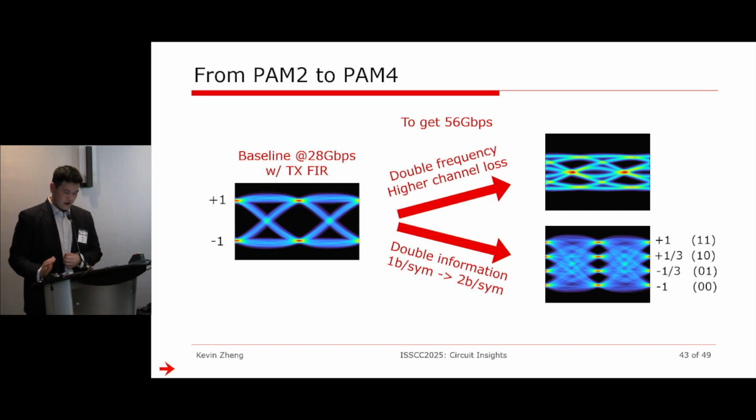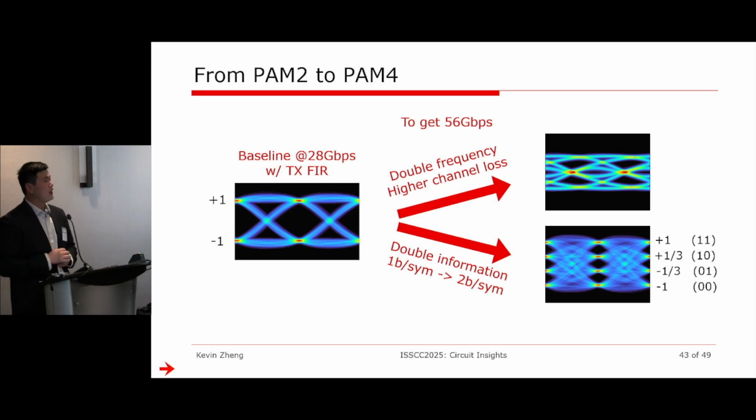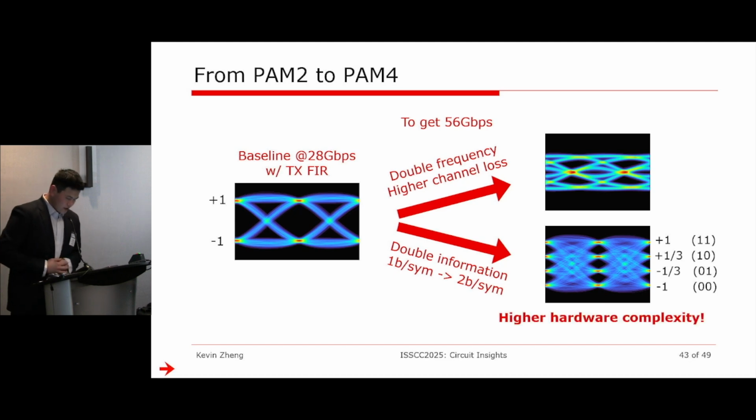Then you have 4 levels, and that's what we call PAM4. That's what that 4 means. Every time you make a decision, you extract 2 bits, and that's how you double the effective data rate. The challenge here is, of course, the hardware complexity is going to go through the roof, and it's still an active design and research field to get that performance and implementation cost down.